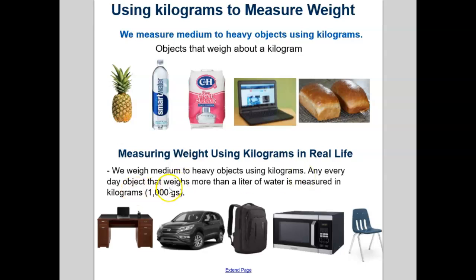Any everyday object that weighs more than a liter of water, that weighs more than this bottle of water, is measured in kilograms. So like the desk that you're doing work on right now, or your kitchen table, a car, a backpack, a microwave, any furniture. So anything that's a medium weight to a heavy weight, you would use kilograms to measure.